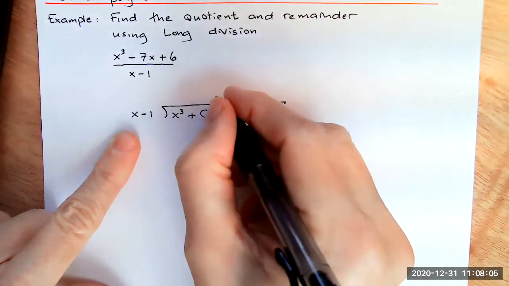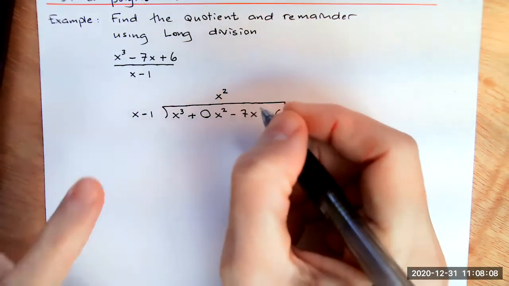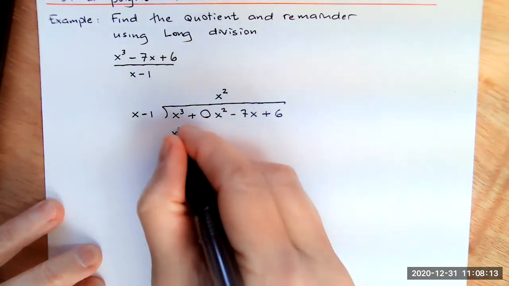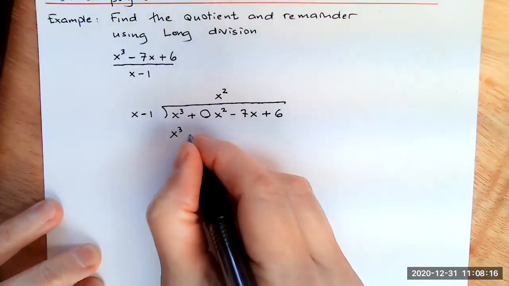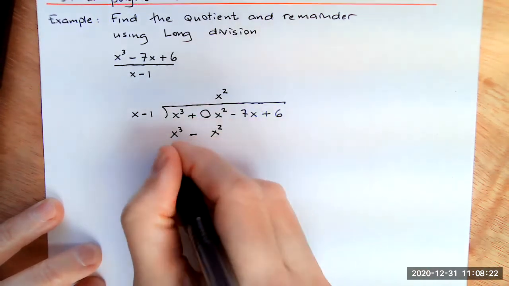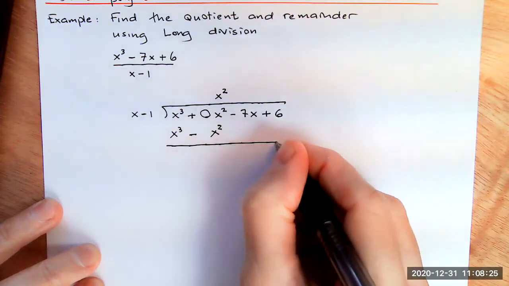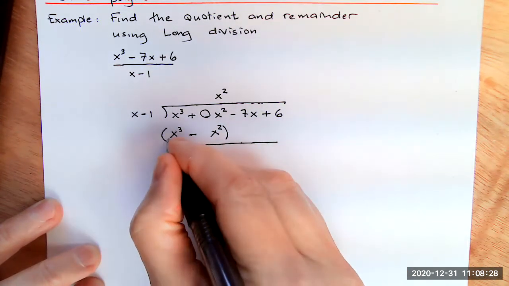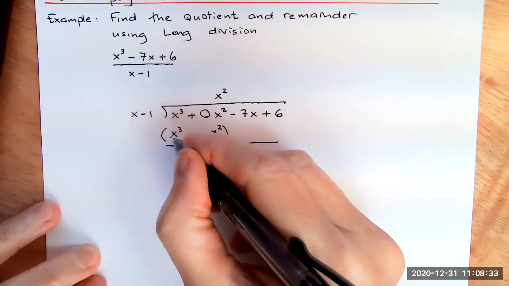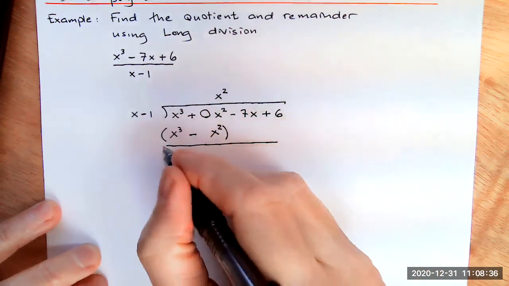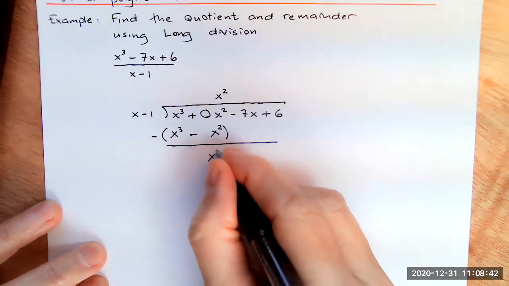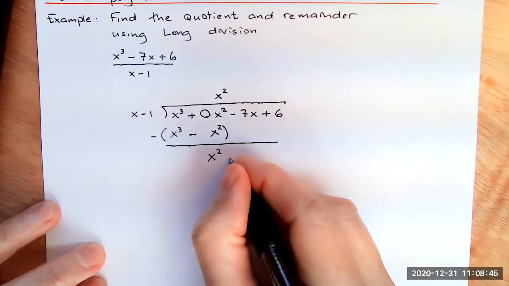So I'm going to write it above the x squared term, and then I multiply it out. X squared times x is x cubed. X squared times -1 is minus x squared, and you write it under the matching term. And then we subtract, so don't forget to distribute this minus sign. X cubed minus x cubed is 0. 0x squared minus negative x squared is going to be positive x squared. Then we bring down the rest.